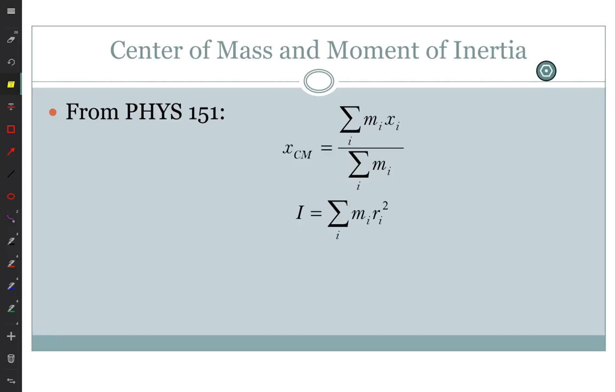So that means that on the next test, the ideas of calculating center of mass, well, center of mass would have been the last test. Moment of inertia would be on the next test anyway. So they'll both be options for the next test.